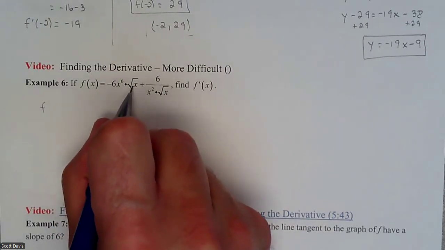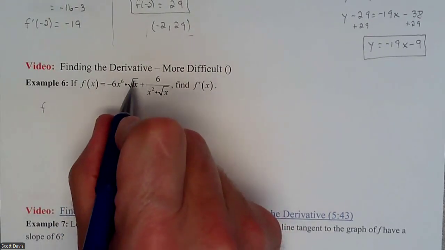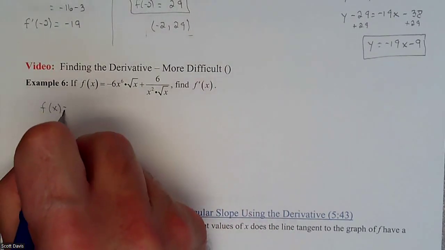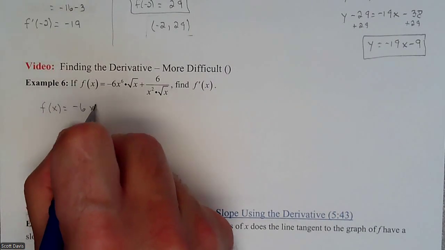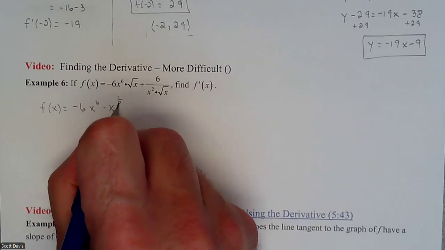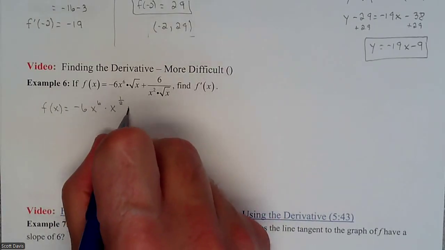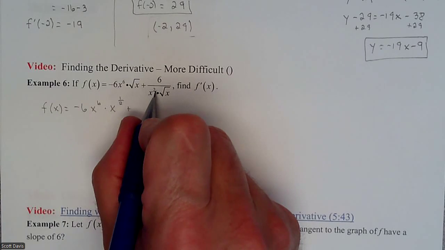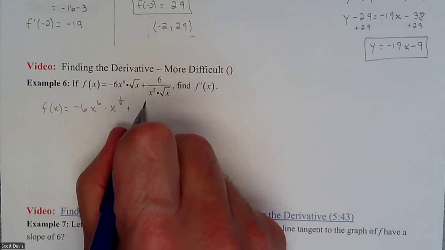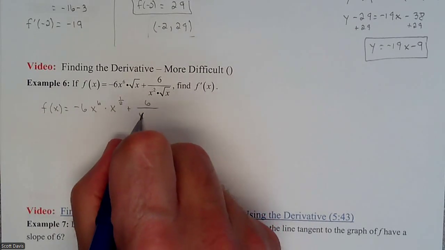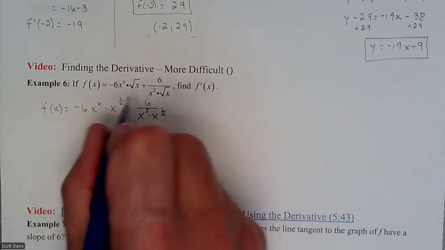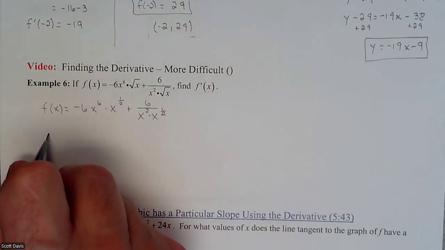So if I rewrite this, the first thing is I don't want square roots, right? So I'm going to rewrite those as exponents. So I have a negative 6x to the sixth times, I could rewrite this as x to the 1/2. And then over here, I can take this value and bring it up, and I can take this x to the 1/2 and bring it up. So originally, I would have this, and then I would be bringing that stuff up before I'm ready to do the derivative.